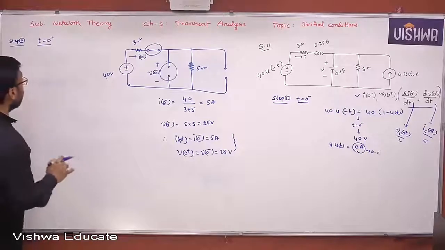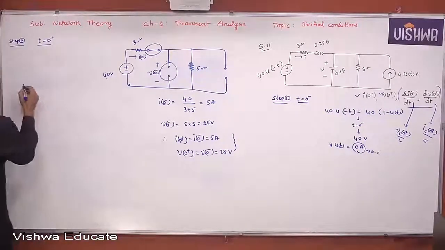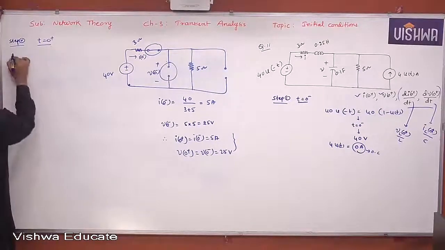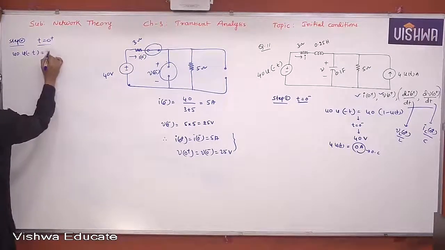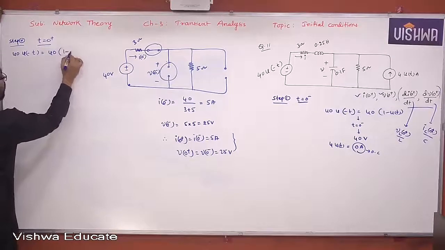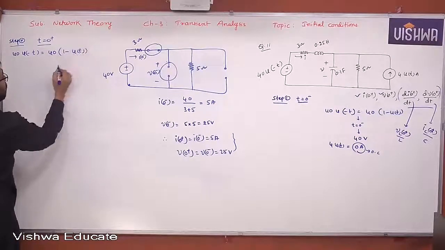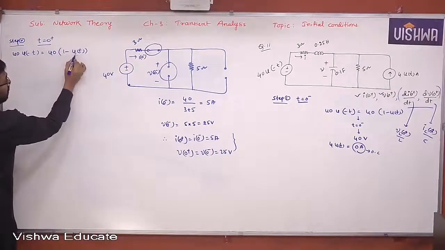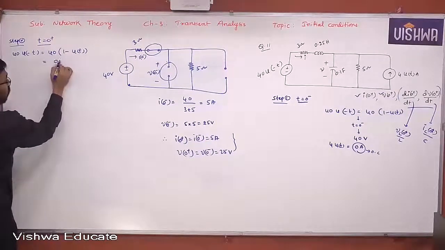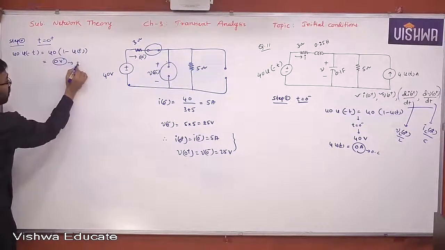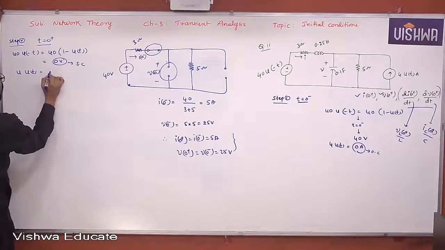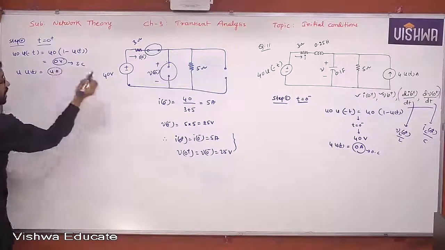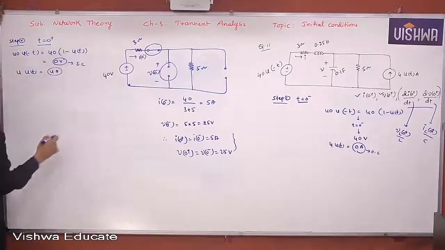I'm telling you. Therefore, let us see that t equal to 0 plus means what is this 40 of u of minus t? You already know that it is 40 into 1 minus u of t. Yes or no? For t greater than 0, u of t is 1, 1 minus 1 is 0. So 0 volt, which is nothing but a short circuit. And 4 into u of t will become 4 ampere. So now let us construct the equivalent circuit with these inputs.